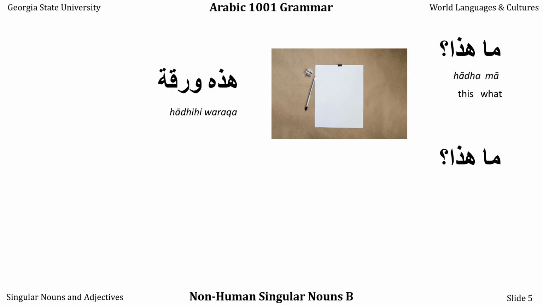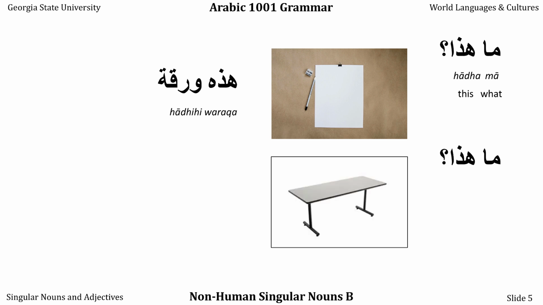Let's try again. I'm going to ask ma hadha because I don't know what the name of this is, so I'm going to use masculine as default. And my friend is going to tell me hadhihi tawila. Hadhihi tawila. This is a feminine noun, and my friend is going to use hadhihi, the feminine this, to answer the question. Both words here, waraqa and tawila, end with the same letter.